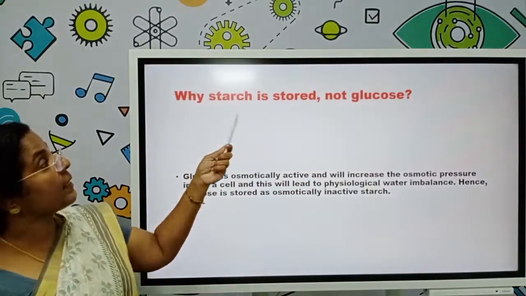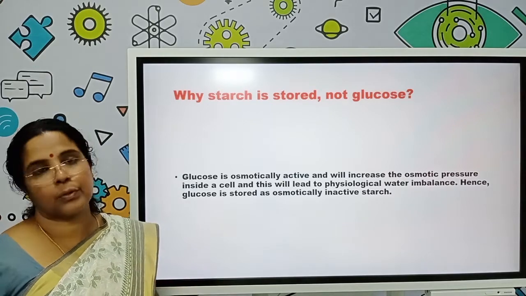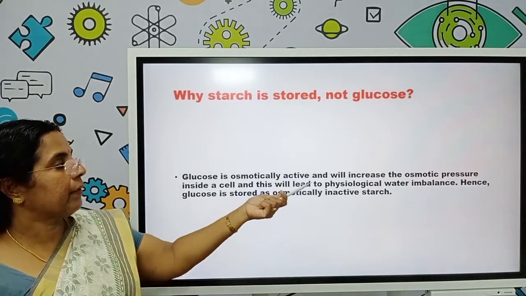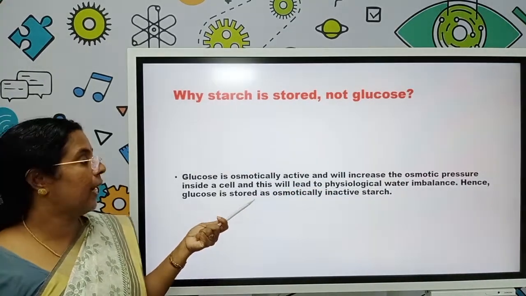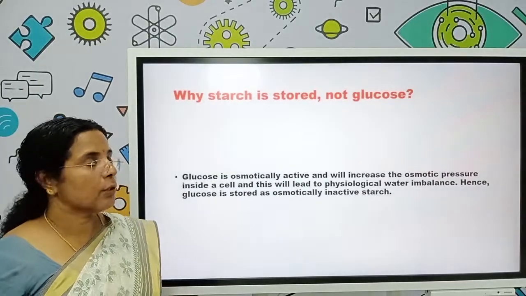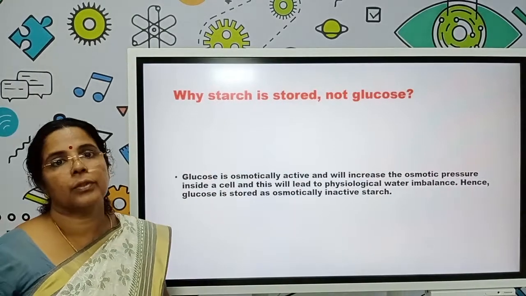Then why is starch stored? Starch is stored, not glucose and not sucrose, because glucose is osmotically active and it will increase the osmotic pressure inside a cell, and that will lead to physiological water imbalances. So hence glucose is not stored but starch is stored.